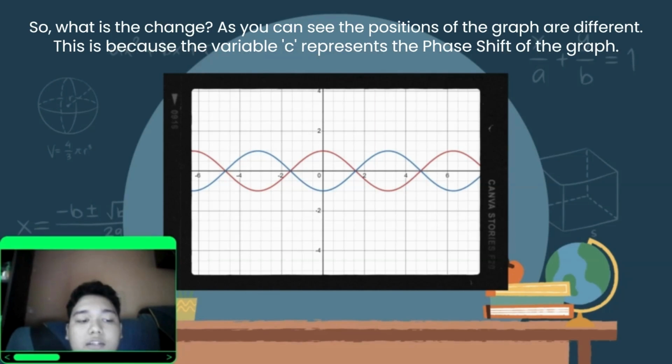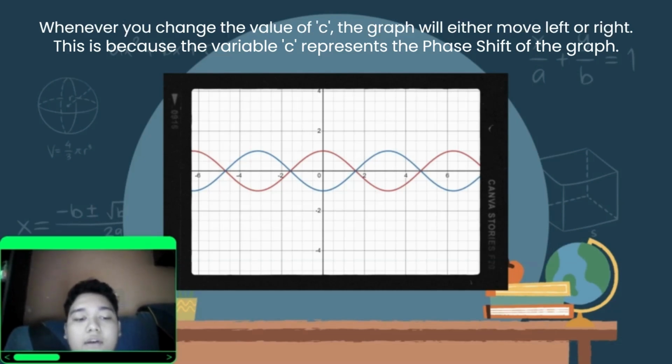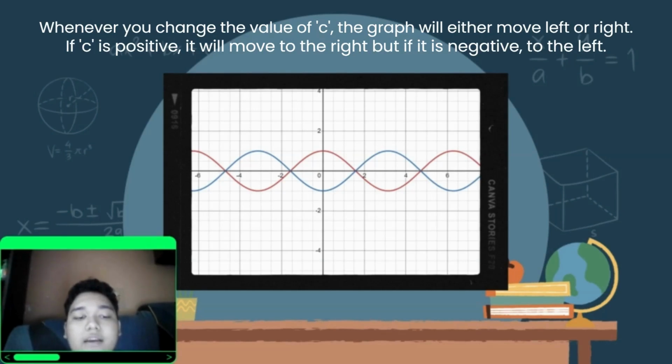So, what is the change? As you can see, the positions of the graphs are different. This is because the variable c represents the phase shift of the graph. Whenever you change the value of c, the graph will either move left or right. If c is positive, it will move to the right, but if it's negative, to the left.